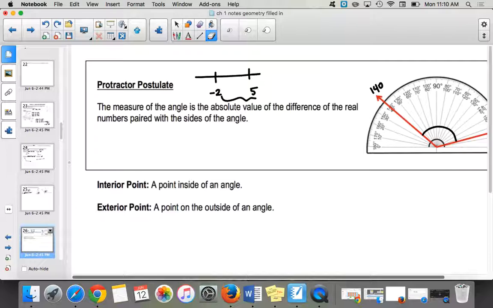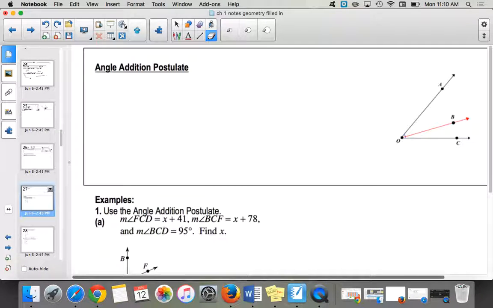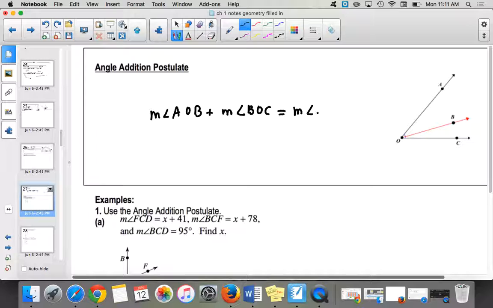All right, the angle addition postulate is the one that's like the segment addition postulate. If you think about these as being numbers, let's say I have 50 and I have 20. What would this whole angle measure be? 70, right? You would just add them together. The way that we write this is the measure of angle AOB added to the measure of angle BOC is equal to the measure of angle AOC. So the medium added to the small equals the big.